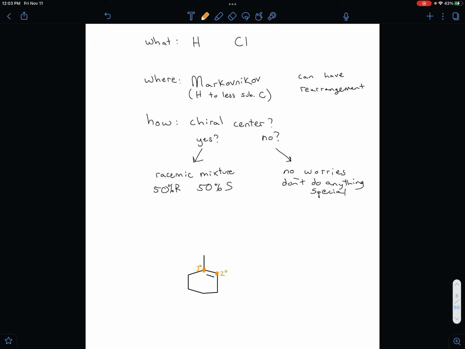So we know we're adding an H and a Cl, but where does the H go? The H goes to the less substituted carbon, because this is Markovnikov addition. And so the H is going to go on this secondary carbon. So we'll erase that double bond. Those electrons are going to hold on to that H.